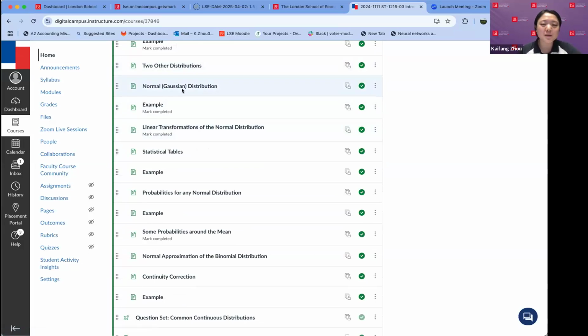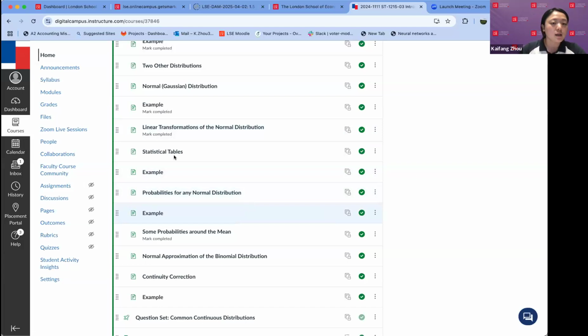For the normal distribution, if you have additional capacity in your brain, I recommend you memorize it because it's quite useful. The reason the normal distribution is so useful is that we can use it for the central limit theorem. We can also have a normal approximation of a binomial distribution. It also has one very useful property, which is that it is symmetric around the mean.